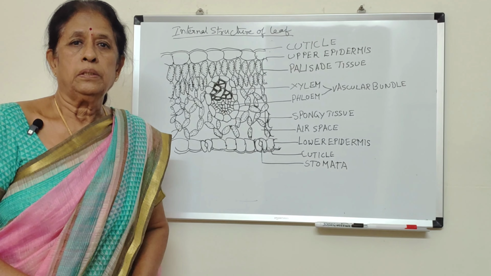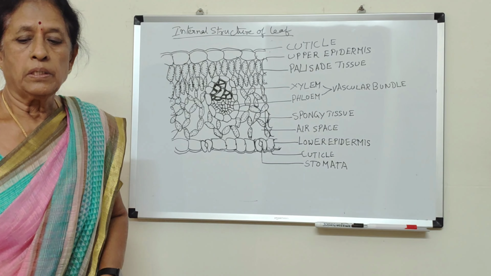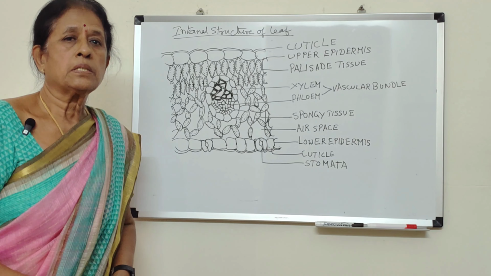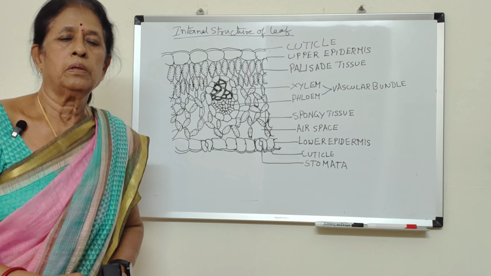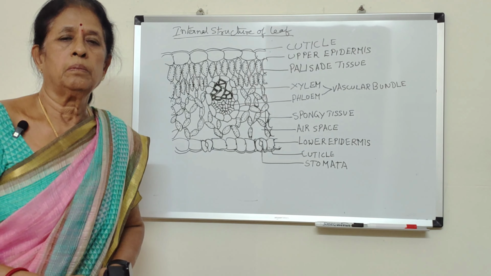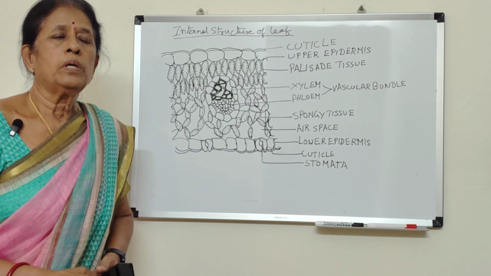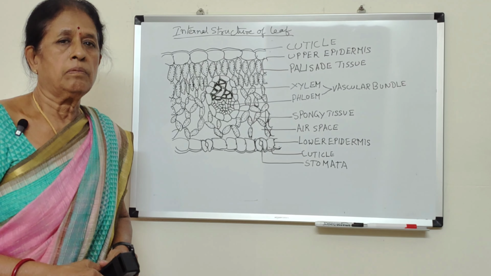Hello, good morning, children. Yesterday we have seen the external structure of a leaf, and we have come to know about the different parts of the leaf which can be seen outside. And now we are going to study the internal structure of the leaf.